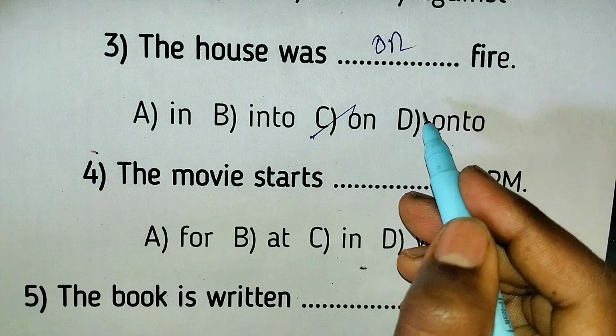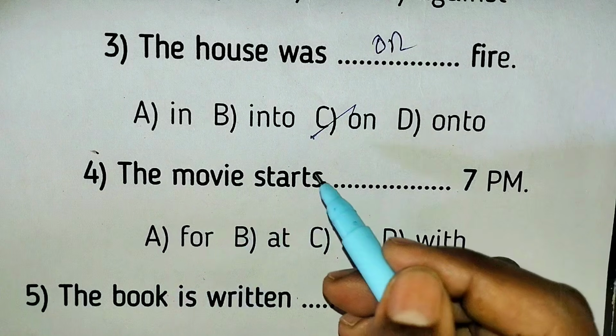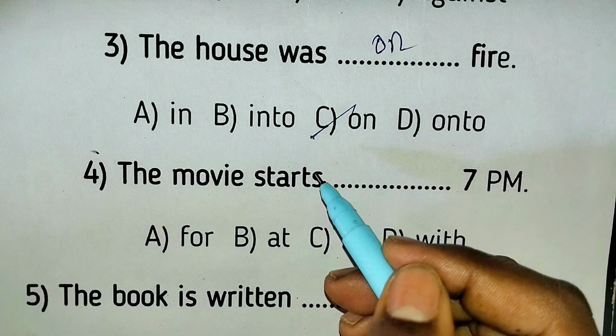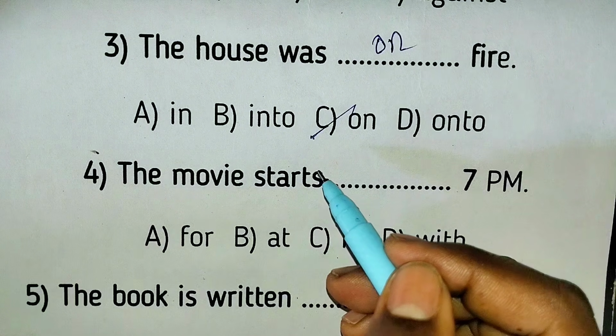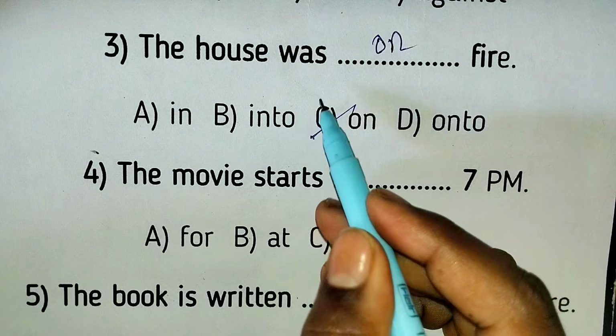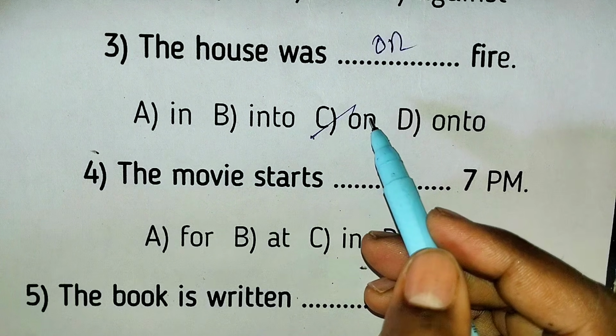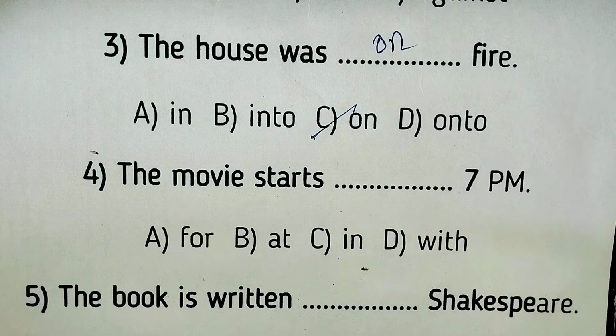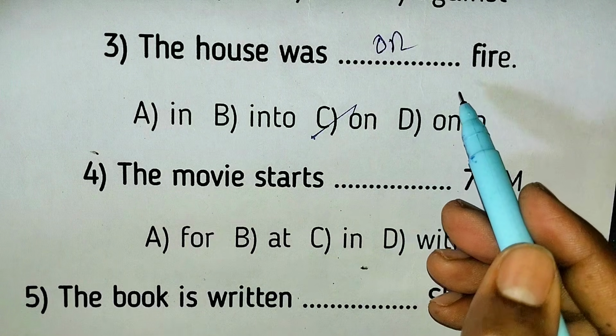So why on? Actually, it's an idiom that means a house is burning out of control, which is a dangerous situation. So the house was on fire is actually an idiomatic expression. It means that the house is burning intensely. So that's why on is the right answer.